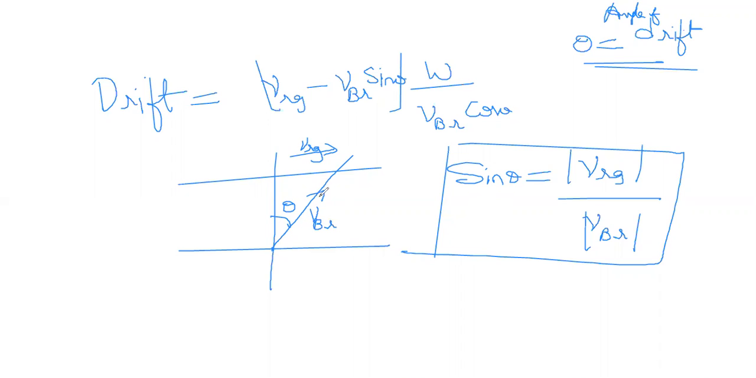That will split into two components. That's obvious. But finally, what we're going to get is sine theta equal to the opposite side by the hypotenuse. Is this understood? This is called the angle of drift. Is it clear? This has to be done in many numericals.